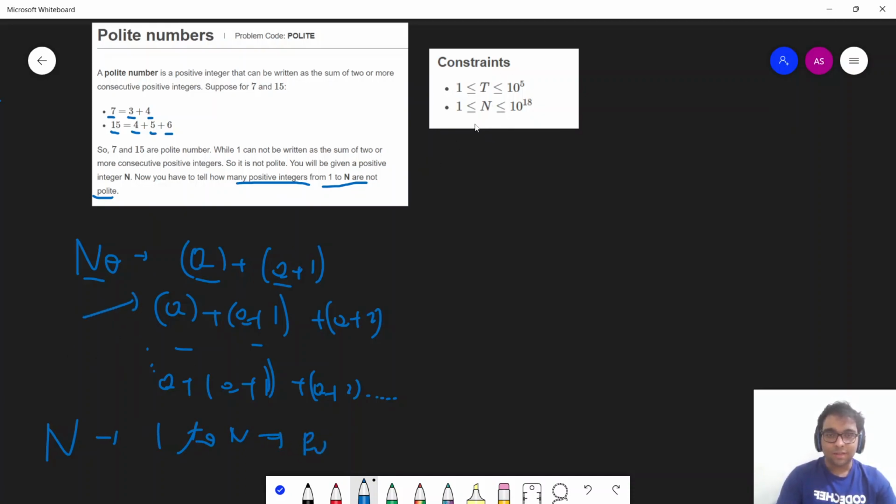Let me have a look at the constraints also. In the constraints, n is 10 power 18. Generally, whenever you're given constraints of n around 10 power 18 for each test case, you should know that the expected time complexity of this question is around O of 1 or O of log n. So always when you're forming your approach, you should think about this time complexity. Now let's see how we can approach this particular problem.